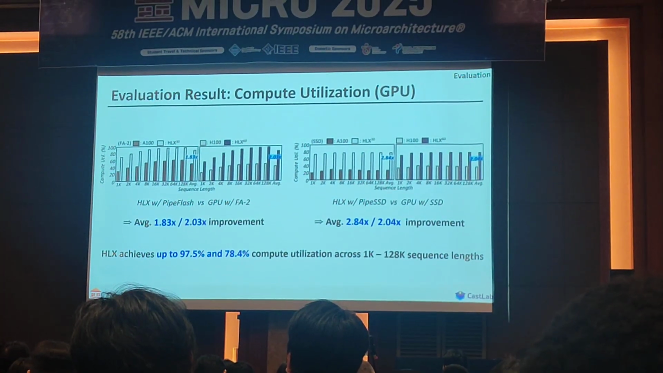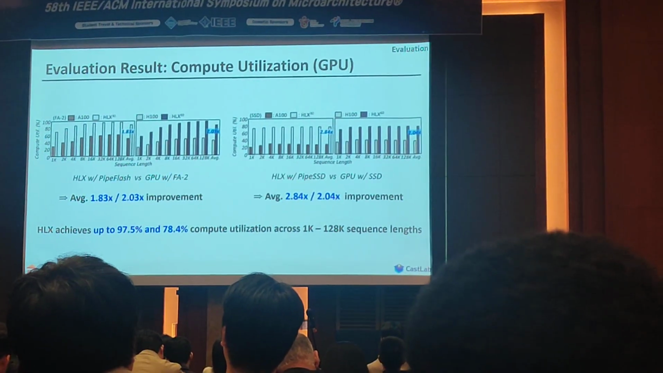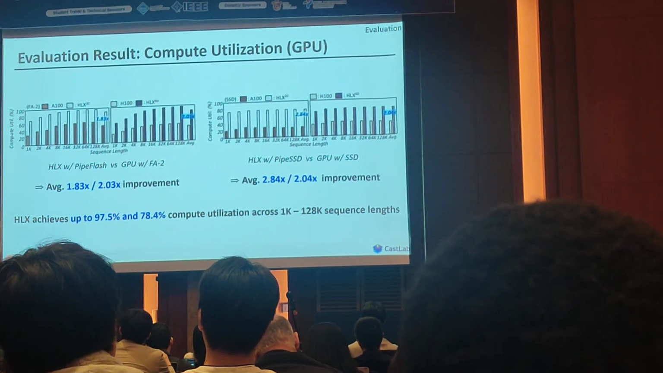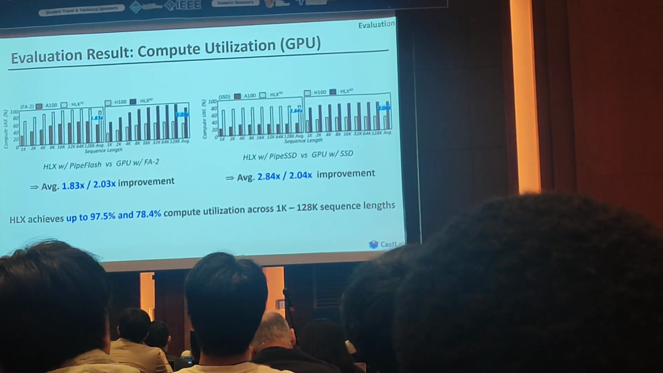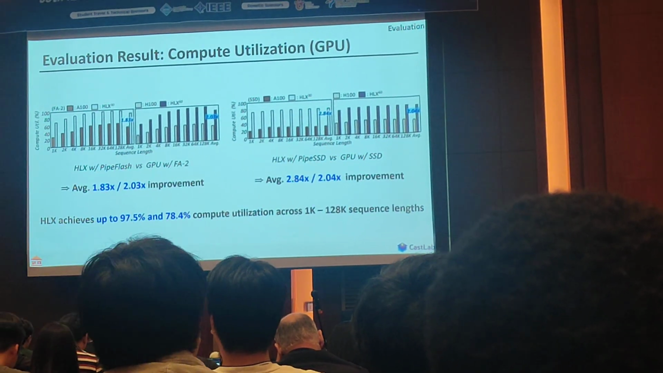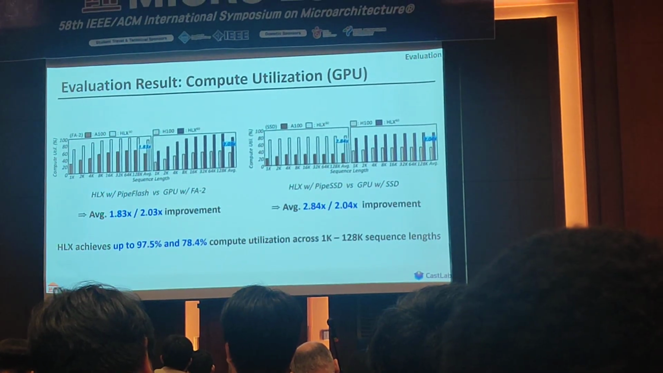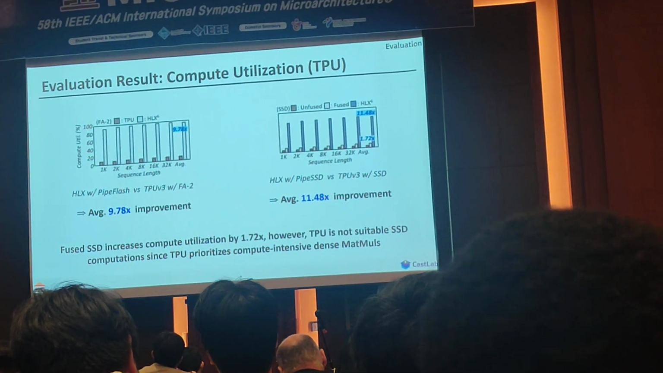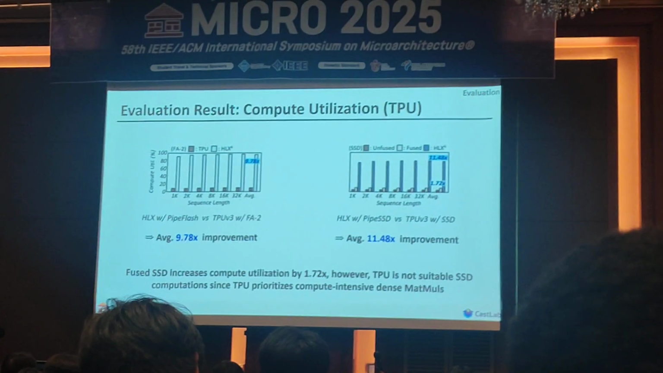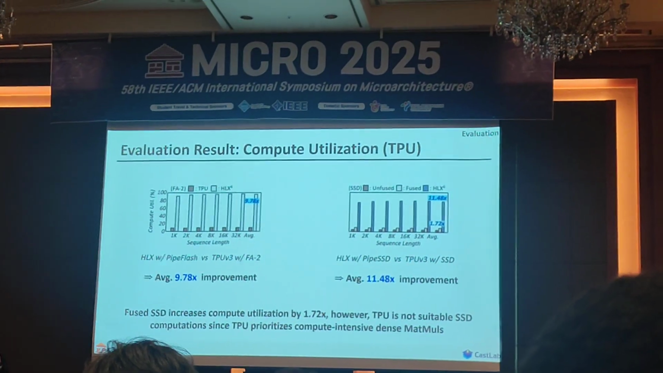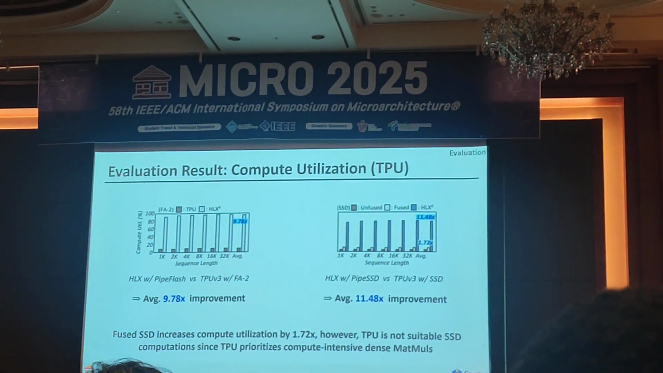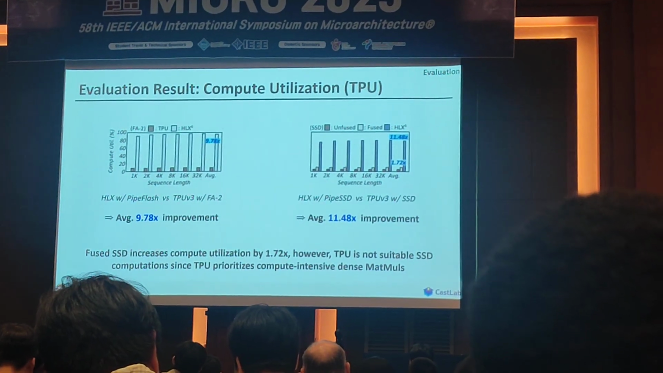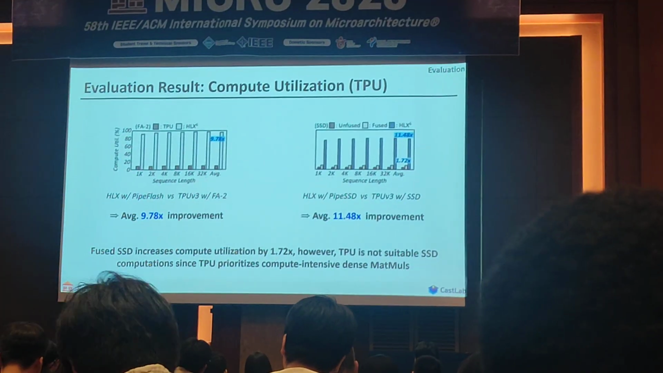Here's the results. So HRX delivers up to 97% utilization for attention computation and 78% for SSD computation. That is an average improvement of over 1.8 times and over 2 times compared to GPUs. Also, compared to TPU, HRX achieved about 10 times and 11 times compute utilization improvement. HRX shows large gain on TPUs because TPUs are optimized for dense memory operations, making them less suitable for memory-intensive SSD operations.